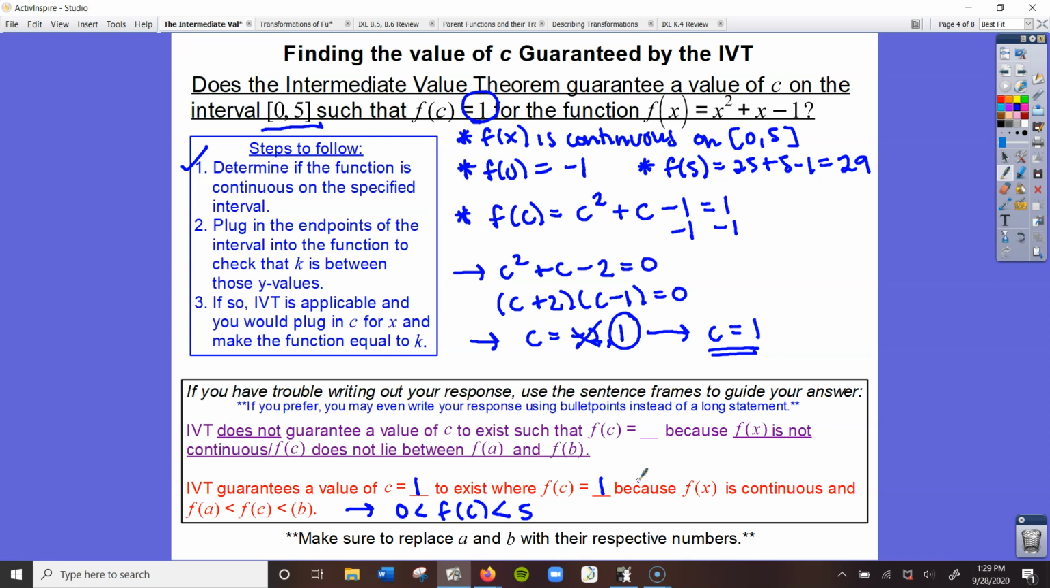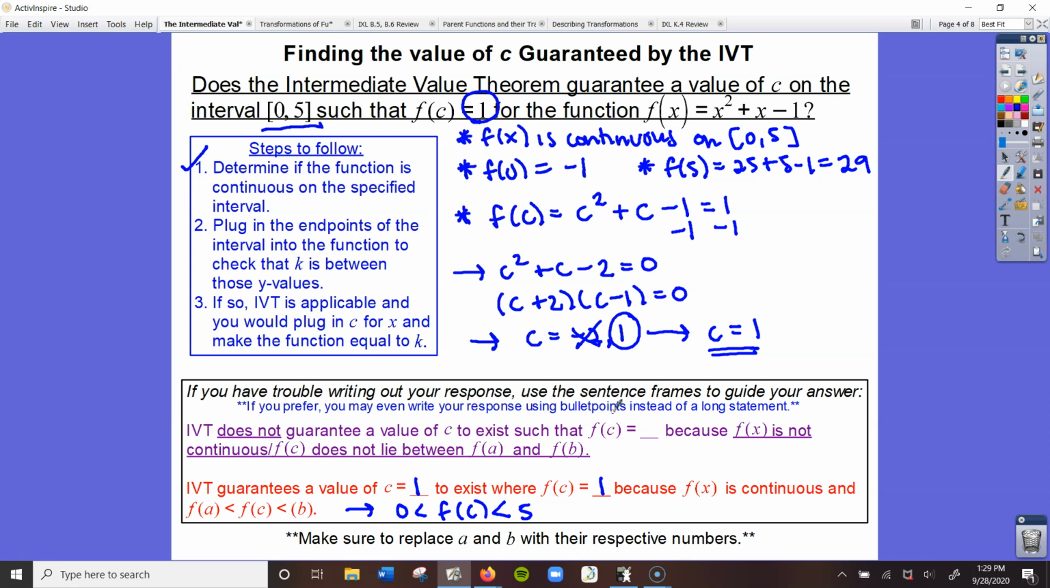Now, if you do not like these sentence frames and you just don't feel comfortable knowing how to write your own response, you can always write your responses using bullet points. As long as you list all of the reasonings why we can apply IVT, whether it's in a sentence or in bullet points, it still works as your justification.